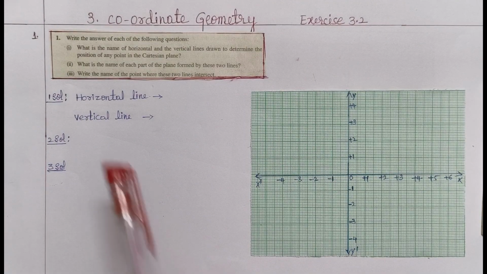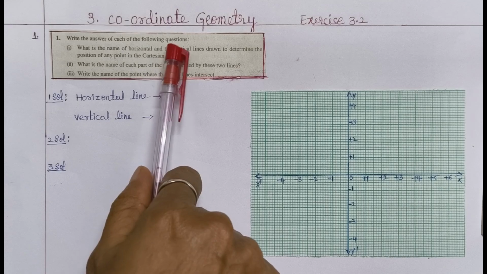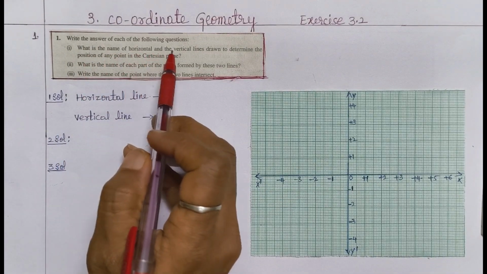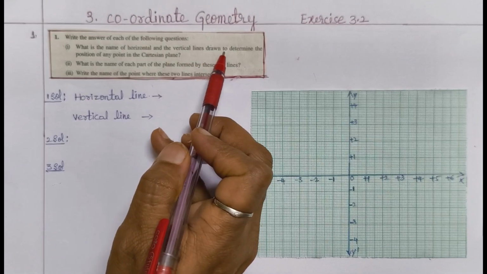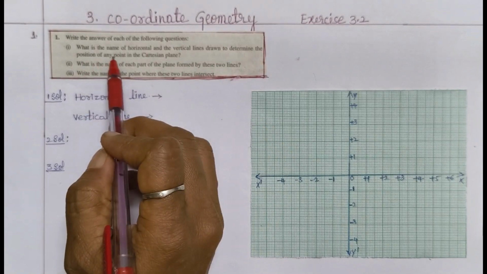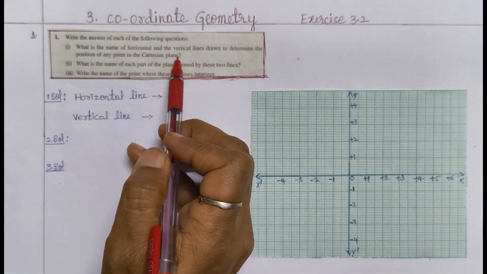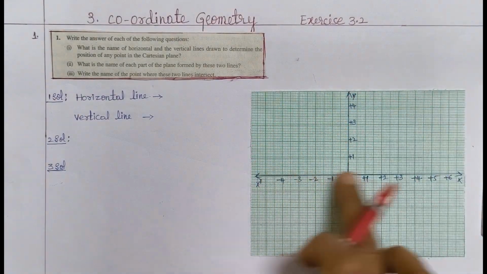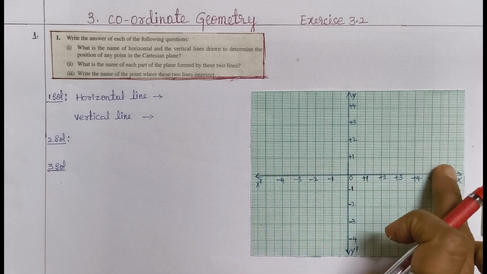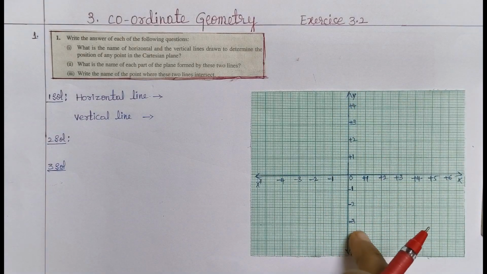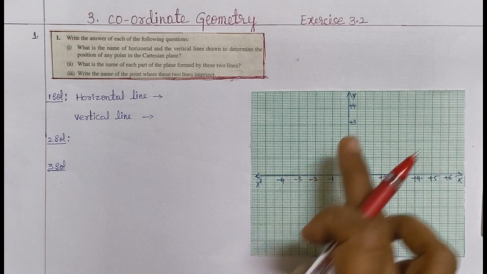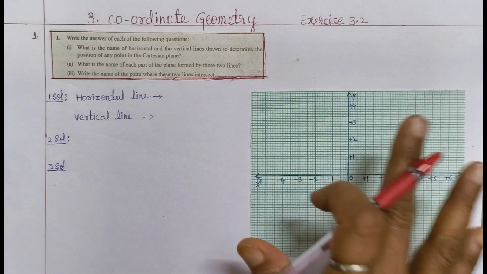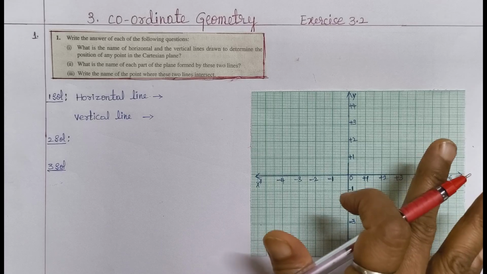See the first question, what is there? Write the answers of each of the following questions. See here, what is the first question? What is the name of the horizontal and vertical lines drawn to determine the position of any point in the Cartesian plane? What is a Cartesian plane? See here in this graph, this horizontal line is called the x-axis, the vertical line is the y-axis, and positive numbers are upside, negative numbers are downside. This full system is called the Cartesian system.